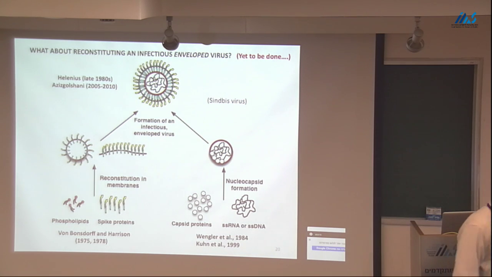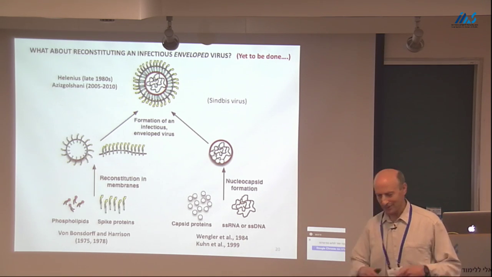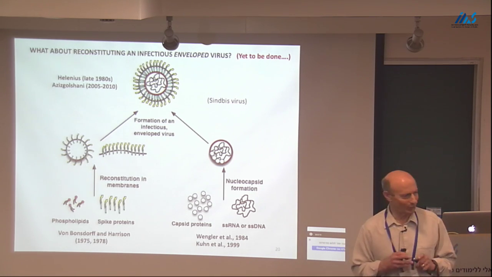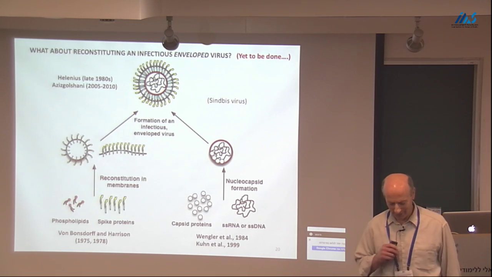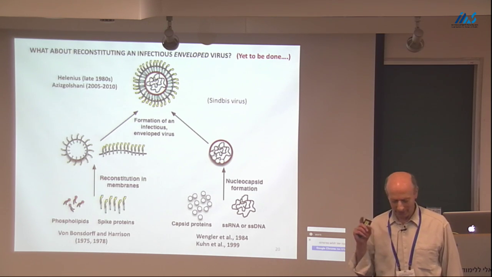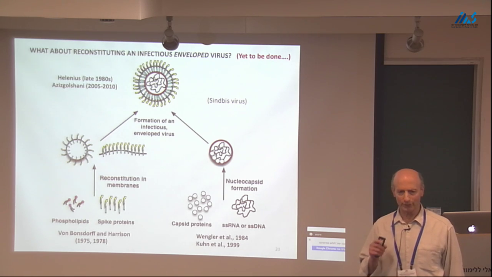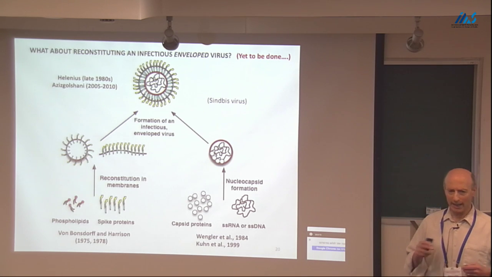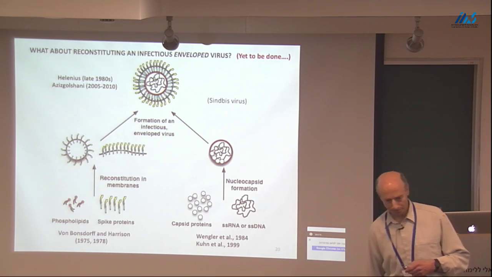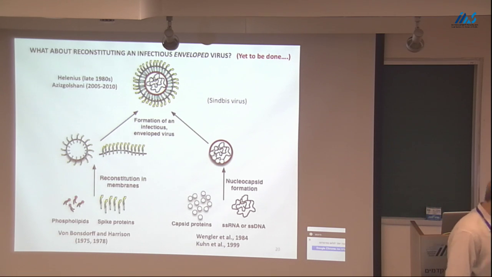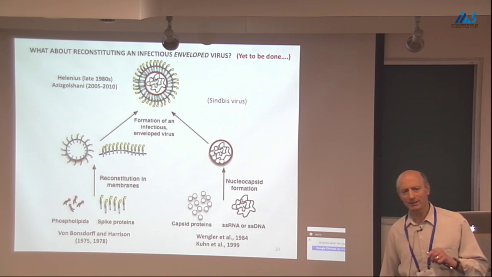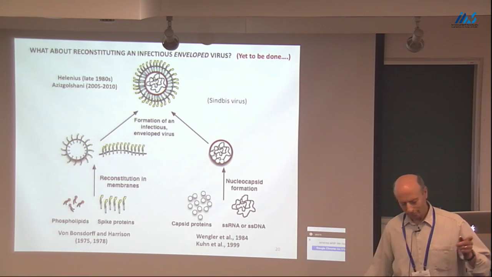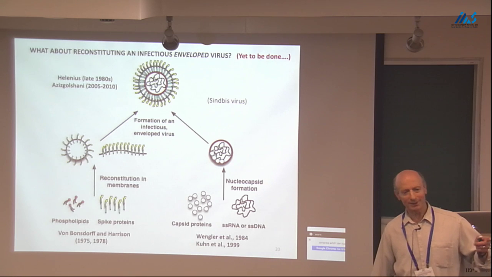I reminded Steve Harrison just before the talk that when I went to visit my son and his family in Cambridge 10 years ago, I thought I'd stop in and talk to Steve about a crazy idea we had, namely to try to reconstitute an enveloped virus from purified components. It had never been done. It still hasn't been done. And I blame him for not discouraging me, in the sense that he said, great, it would be interesting if you could do it, but it'll be hard to do.